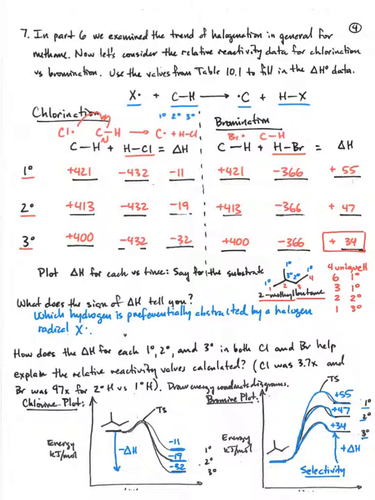The bromine's going to put in energy to go to the most stable radical, in this case the tertiary, versus the chlorine, which we call reactivity. Because all of these values are negative, it can abstract any of them and give you multiple products.